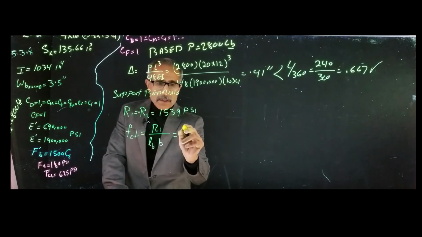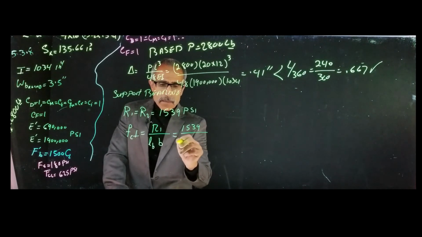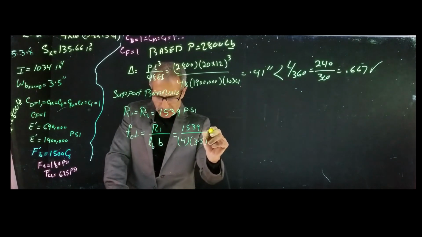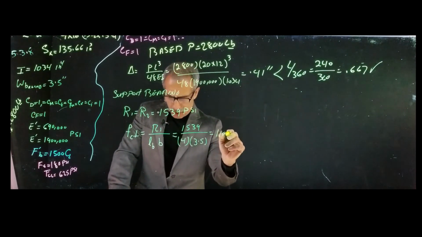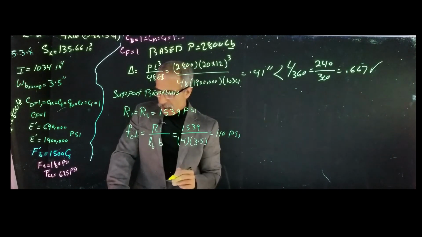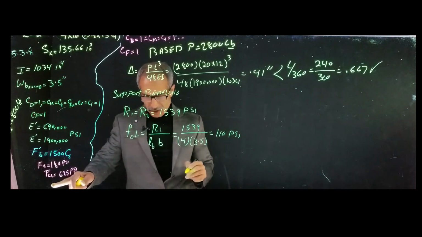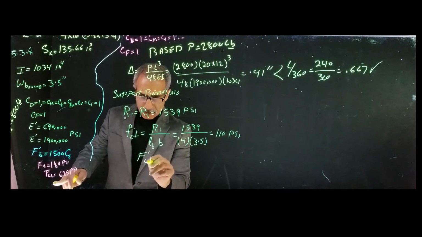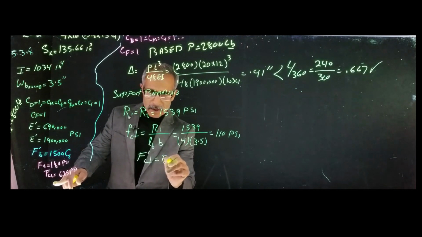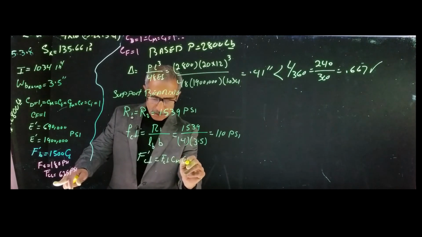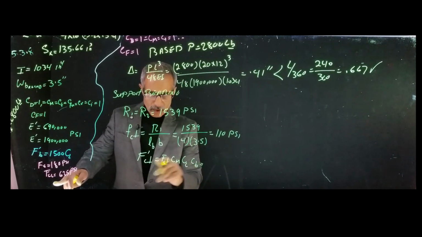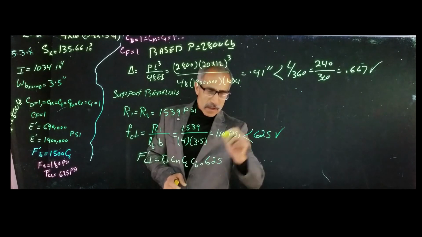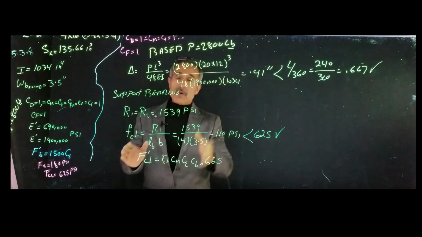So R1 was 1539, divided by LB, which was 4 inches, and the width of our beam is 3.5 inches. So that will give me 110 psi, which is less than the design value F prime C, which is F prime C times CM times CL times CB. All those will equal 1, so it comes out to 625, and this is less than 625 and checks out.